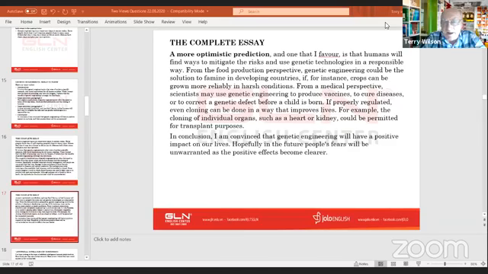So, in conclusion, I am convinced that genetic engineering will have a positive impact on our lives. Hopefully, in the future, people's fears will be unwarranted as the positive effects become clearer. So, by writing hopefully, I go back to the first body paragraph where people do worry about these developments, but I'm saying that hopefully over time people will not be as worried.